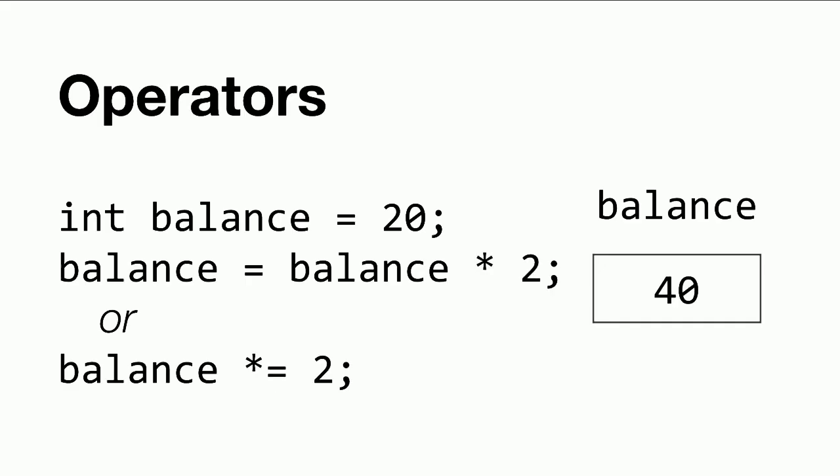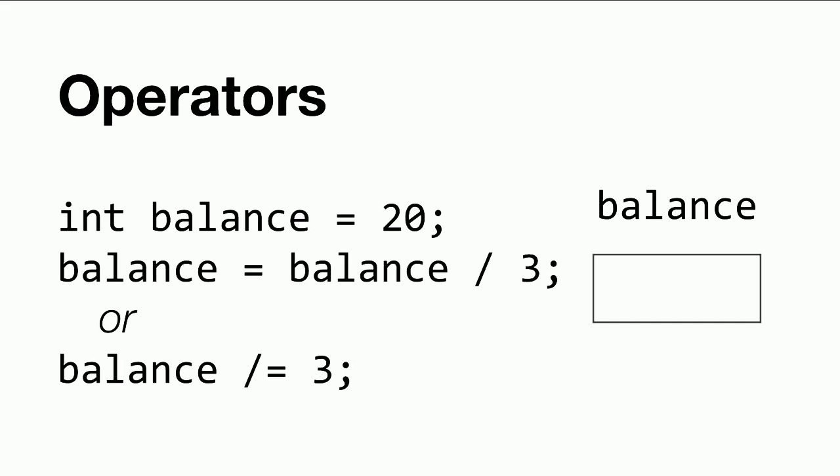We also have multiplication. So same as usual, if I wanted to multiply balance by 2, then I can do balance equals balance times 2, or I could do balance times equals 2. And so those two lines will do the same thing. Similarly, we have division. So balance equals balance divided by 4. That will set balance to 5, or you can do balance divided, or slash, equals 4, and that will also give you 5.